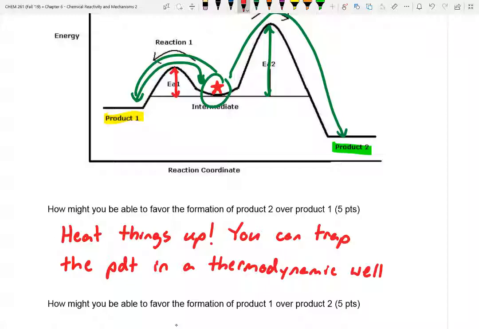So your question's about slowly ramping up the heat. Let's see what happens when we do that now. So let's finish this part though. So heat things up, you can trap the product in the thermodynamic well, kind of like we saw in the video. Therefore, this product is referred to as our thermodynamic product.